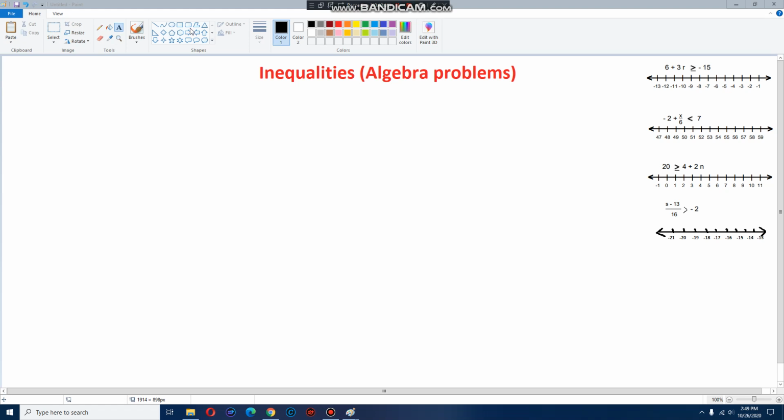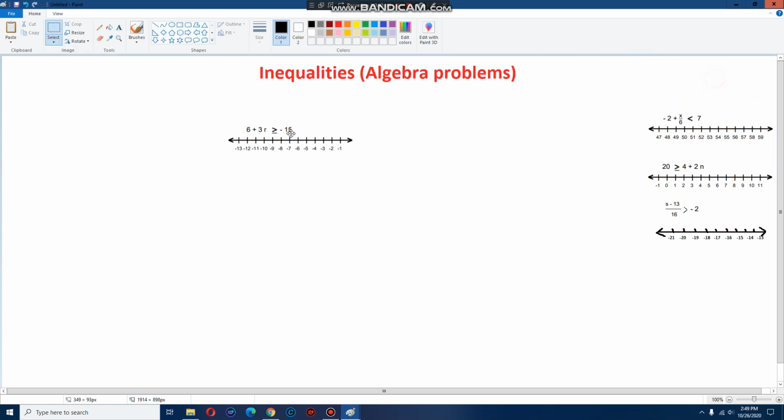Today I'm going to teach you how to do more inequalities with two steps, factoring, two-step equations. It's the same technique, except just an additional step is needed. Let me show you how to do some. Let's begin. So let's take the first one right over here.